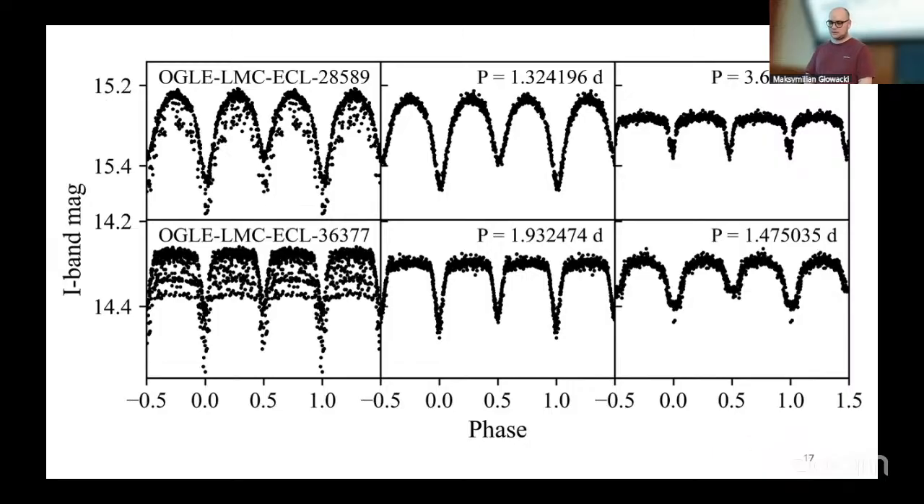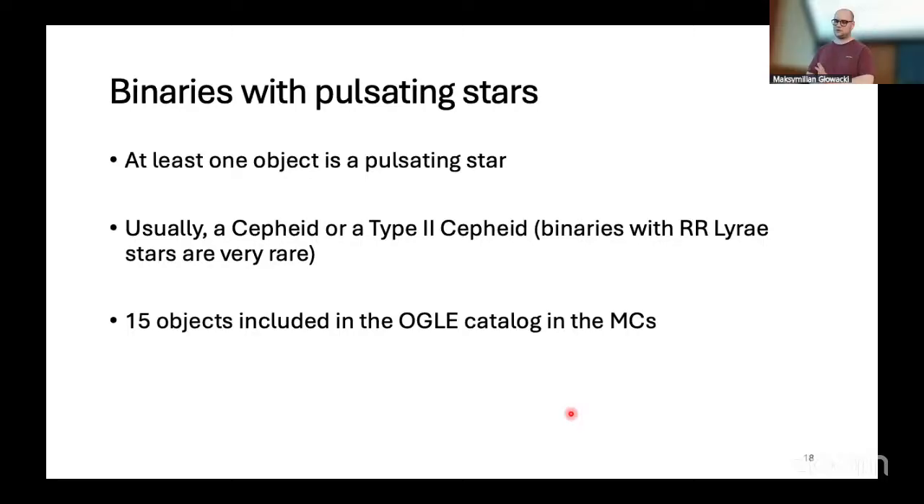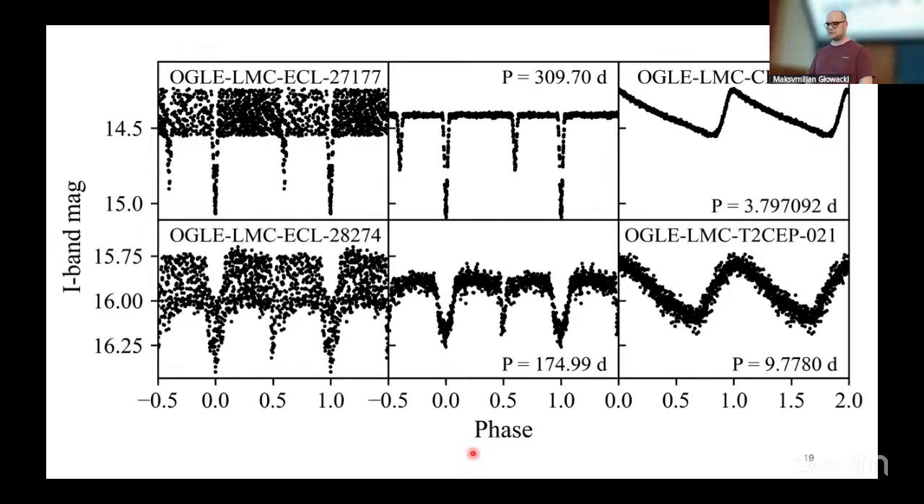And the next type is binaries with pulsating stars. So these are binary systems where at least one of the objects is a pulsating star. So on top of the eclipsing behavior, we also see the pulsating behavior. Usually, this pulsating object is a Cepheid or type 2 Cepheid. Other Leavitt stars are extremely rare, and usually these are other Leavitt-type pulsations rather than other Leavitt stars themselves, but I will talk about it later during my presentation. And we have 15 objects in the new catalog, and these are two examples.